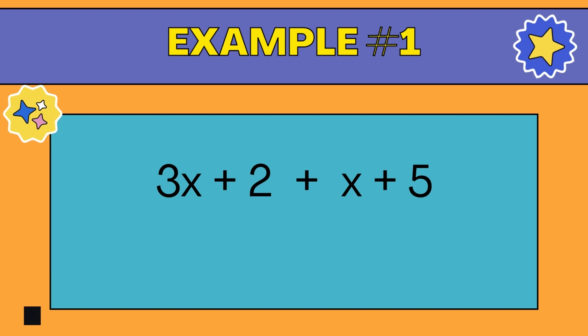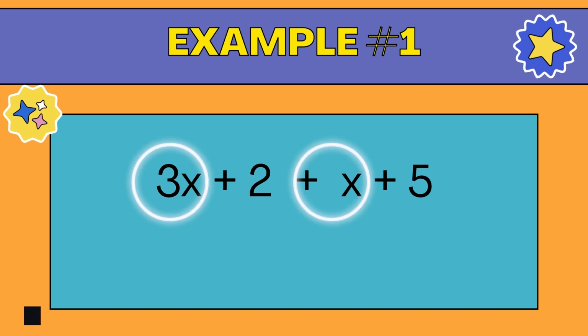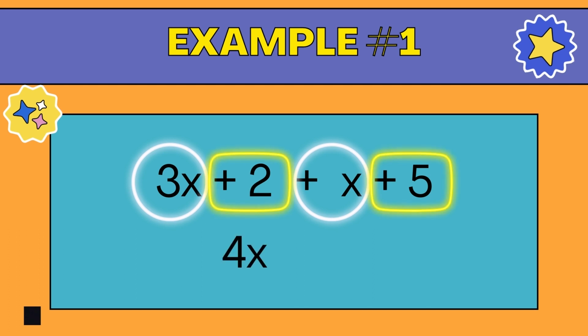So let's look for like terms. We have positive 3x and positive 1x. When we combine those, we have 4x. And then we also have the constants, positive 2 and positive 5, giving us positive 7. So our simplified expression is 4x plus 7. We just took two expressions and added them together.